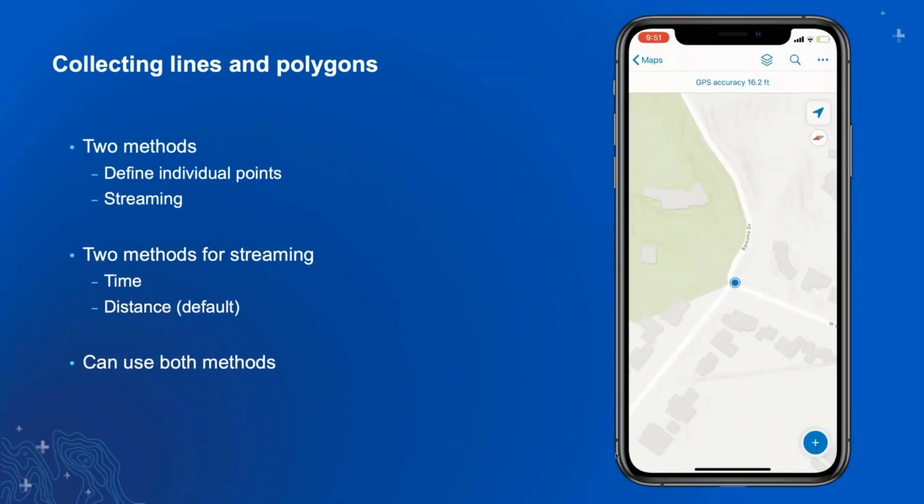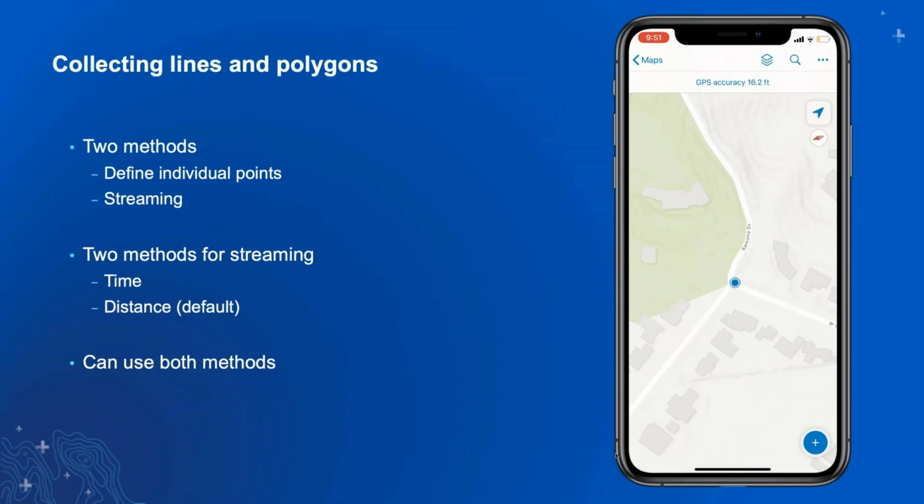Obviously, one of the important requirements is to be able to capture things like lines or polygons. Maybe that's a proposed dozer line or the like. So there's 2 methods of doing that. One is defining individual points as you walk along, and tap with the GPS, tap each location when you want to add a location, or more commonly for this industry probably is to stream those as you walk.